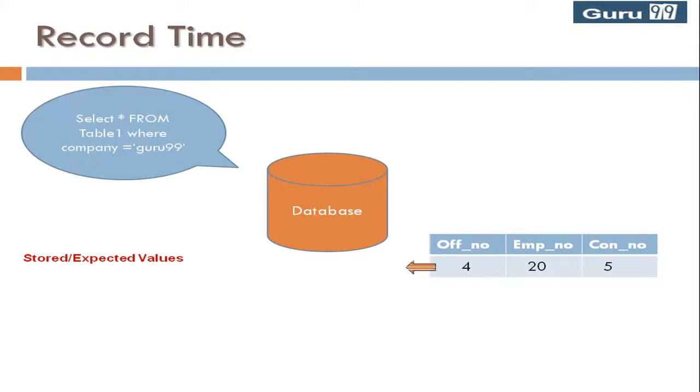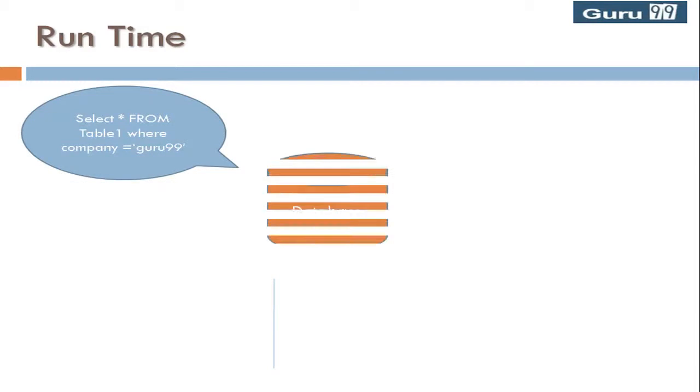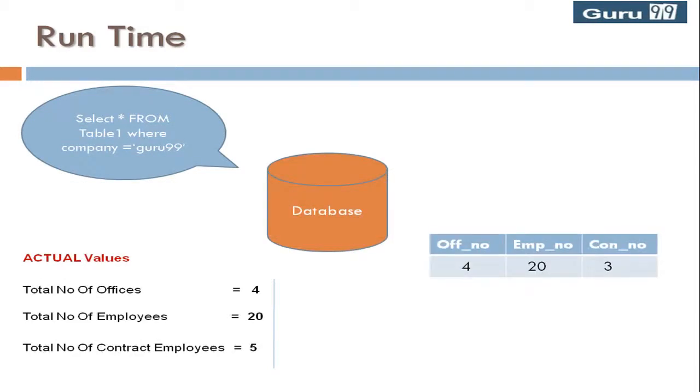In this case, column office number, which is total number of offices, is stored. Column employee number, which is total number of employees, is stored. Column contact number, which is total number of contact employees, is stored. During runtime, the same query is again sent to the database, and the database values are fetched and compared with actual values stored earlier.